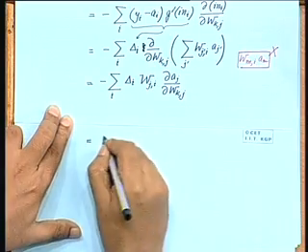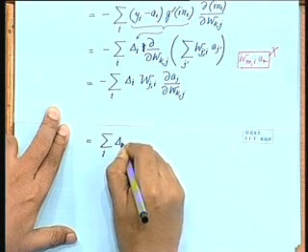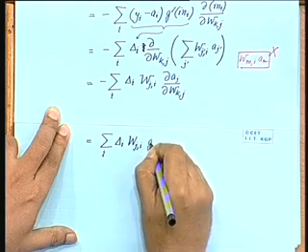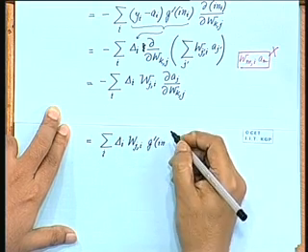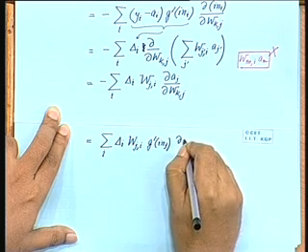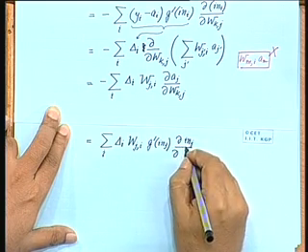So let me write it here. I have this, then this is equal to sigma over i of delta_i w_ji g dash of in_j times delta in_j by delta w_kj.